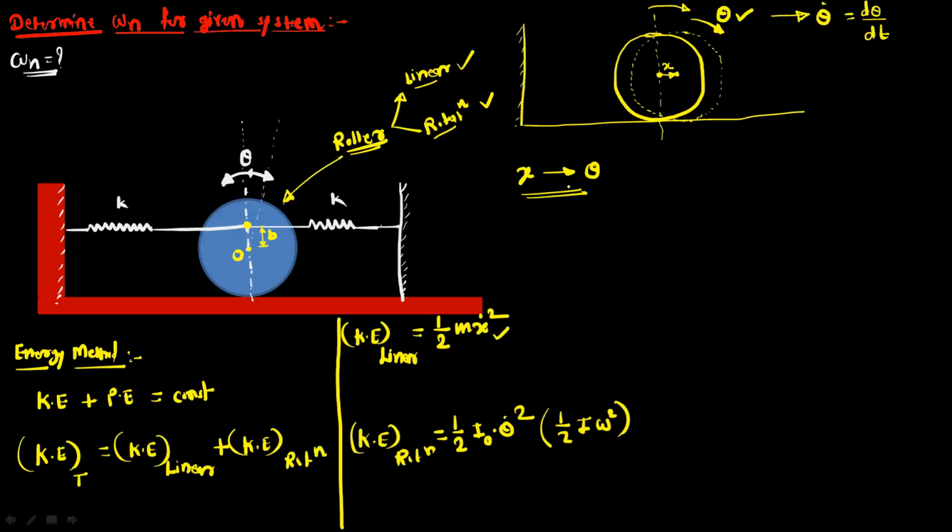So this relation is equal to... When the center of gravity moves in the rightward direction by x displacement, at the same time this roller will undergo theta rotation. And it has the radius r. So we can write x is equal to r theta.